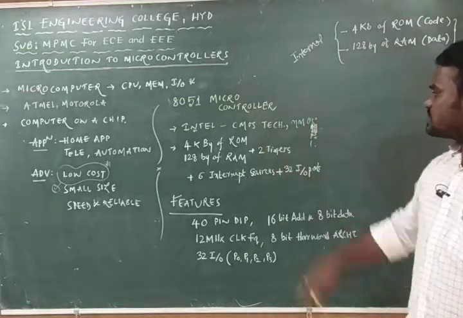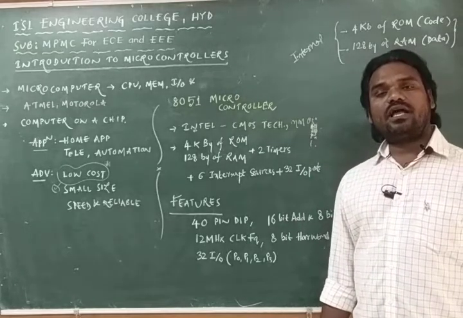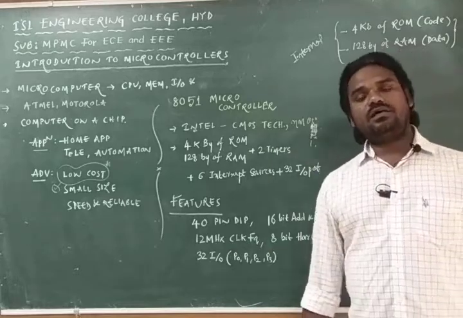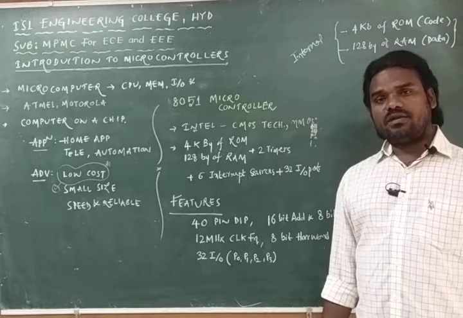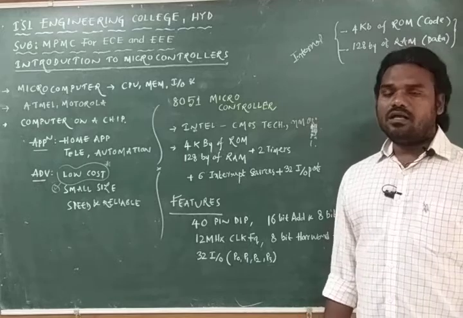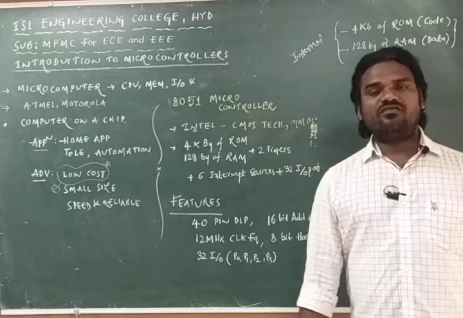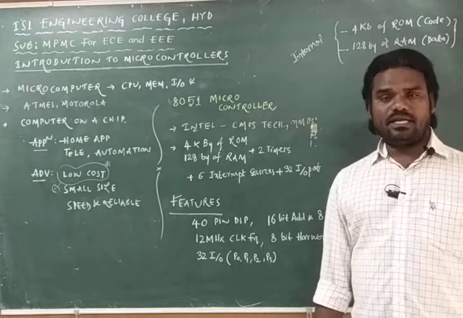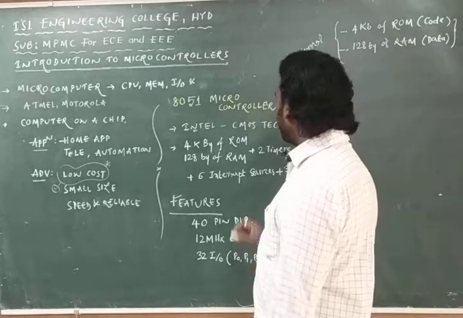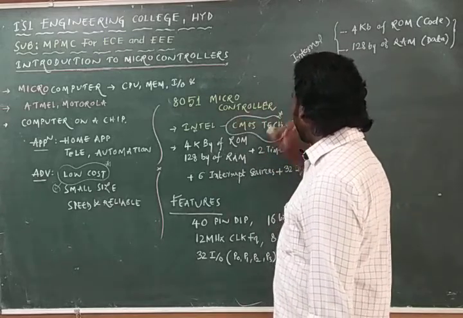CMOS stands for complementary metal oxide semiconductor technology, in which we can have both NMOS and PMOS, whereas NMOS means N-channel metal oxide semiconductor, in which we do not make use of the P-channel metal oxide semiconductor. Compared to NMOS technology, CMOS technology offers more speed and more compatibility, so we prefer the Intel 8051 microcontroller with CMOS technology only.